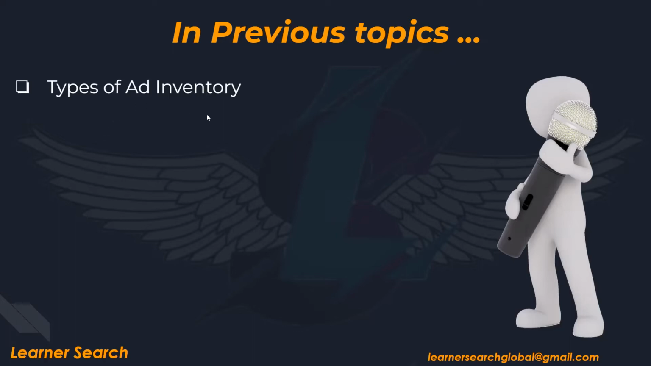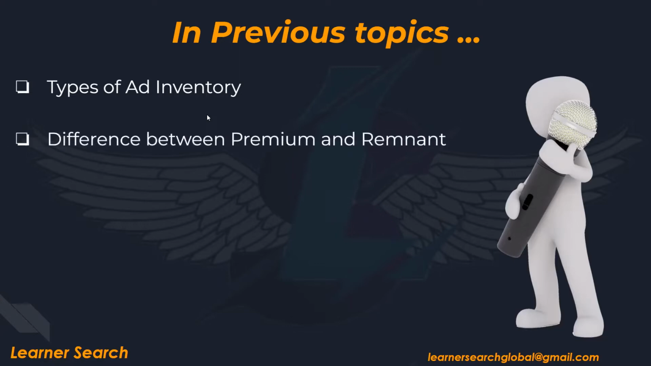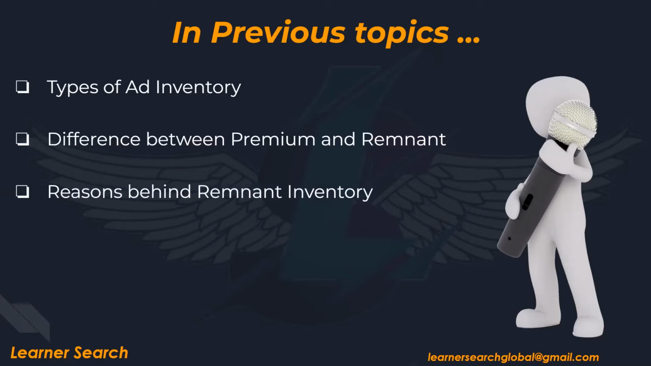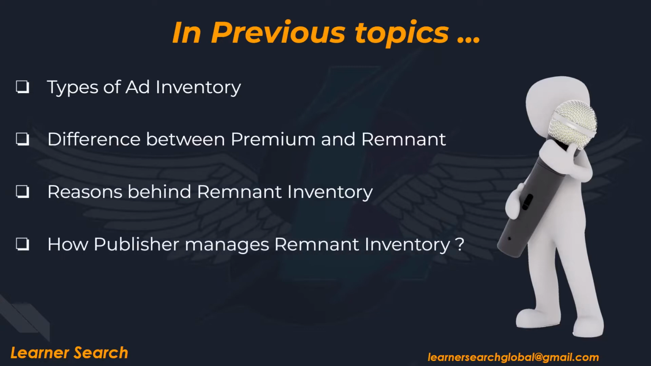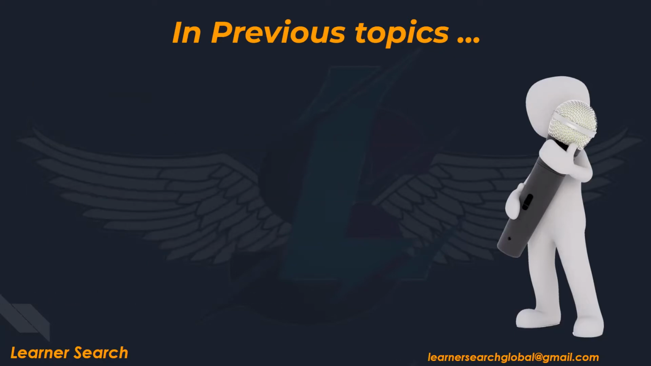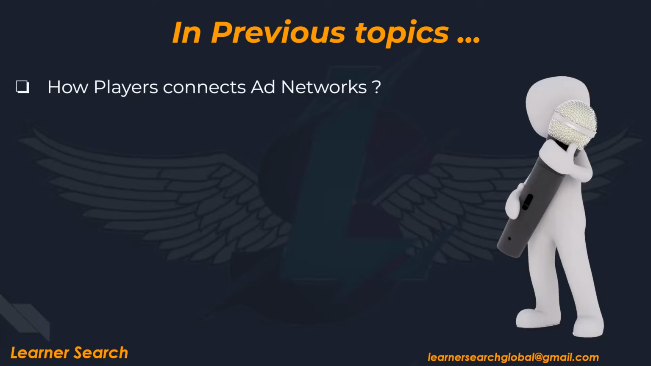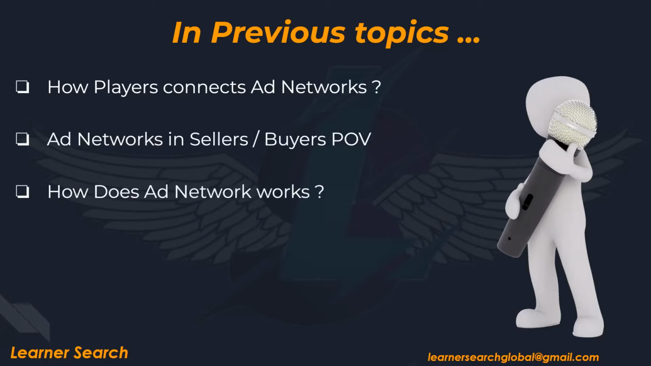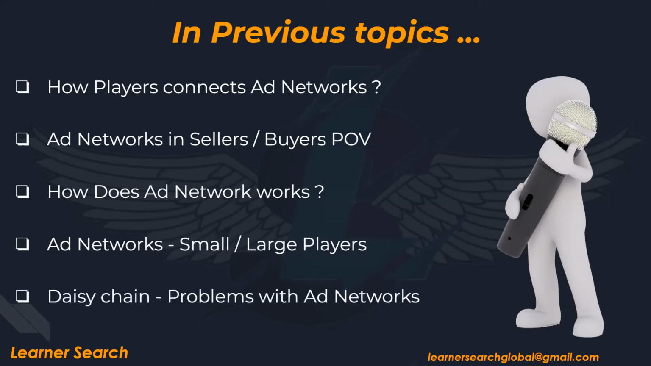One is types of ad inventory. Next, we discussed the difference between premium and remnant, reasons behind remnant inventory, how a publisher manages remnant inventory, introduction to ad networks, how players connect to ad networks from the sellers' and buyers' point of view, how ad networks work, how ad networks work with small and large players, and the daisy chain and problems with ad networks.